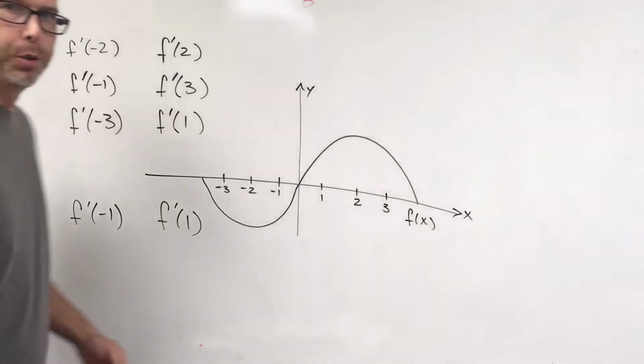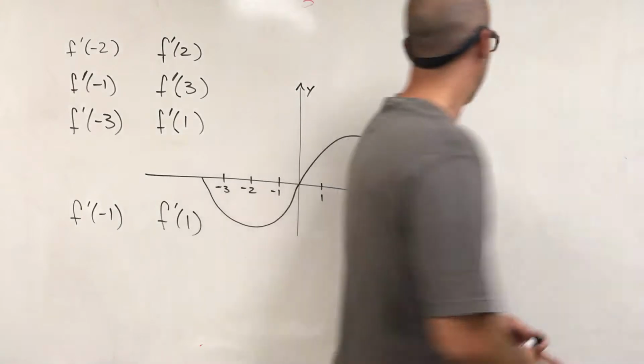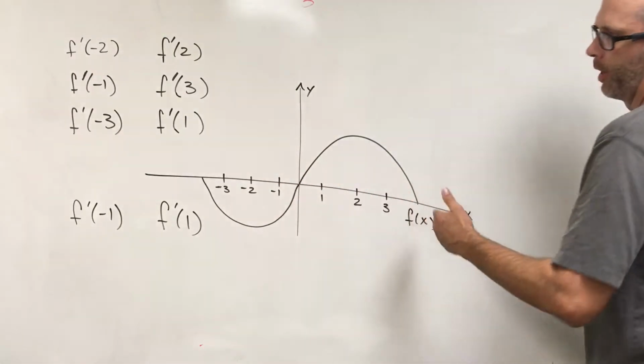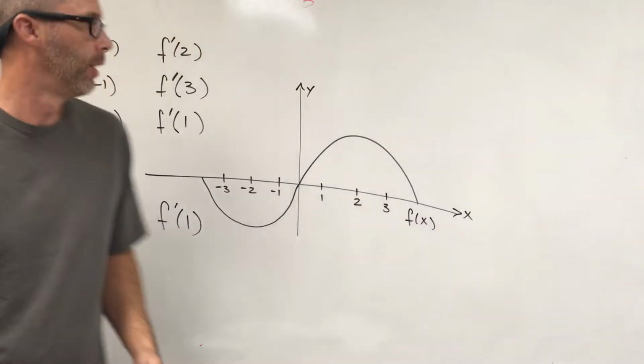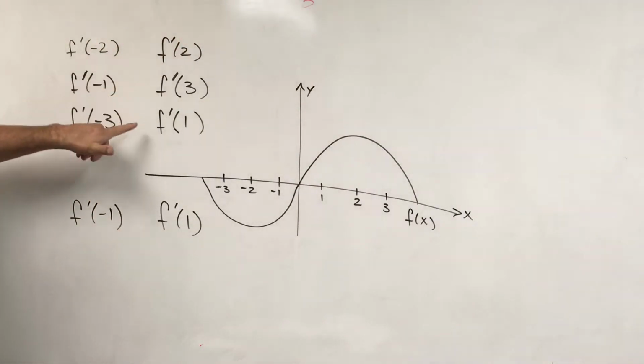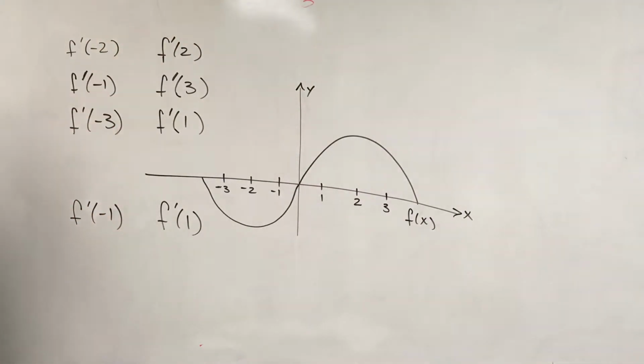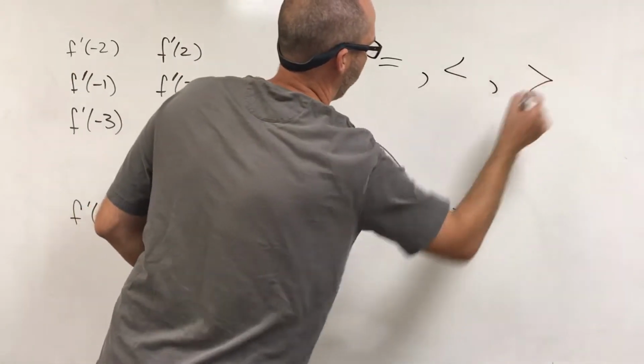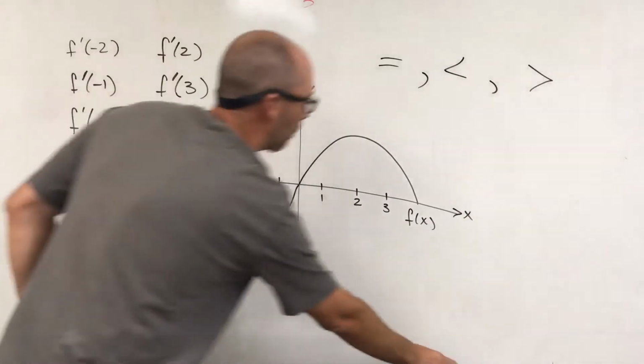Okay, this is graphing 2. Right, so here's your graph of f of x. And what I'm going to do is fill in each of these blank spaces here with either equals, less than, or greater than. Okay?